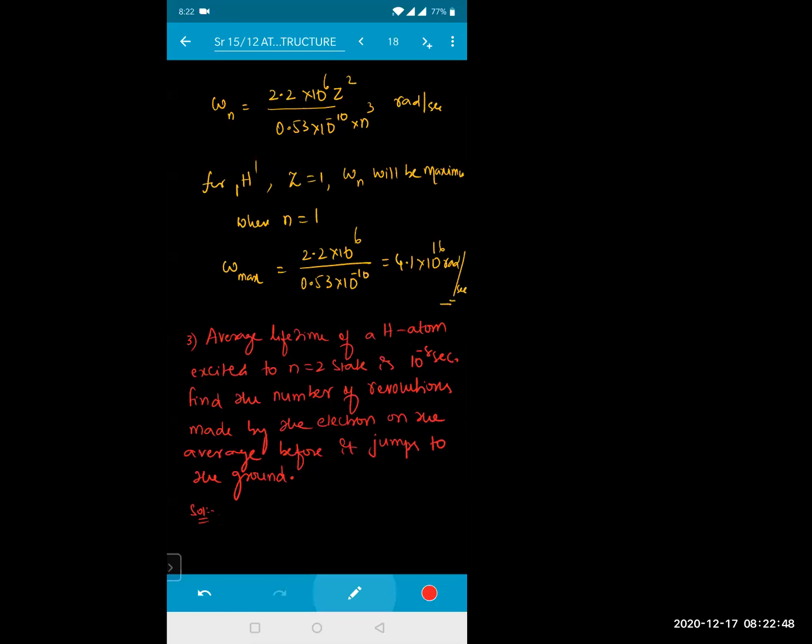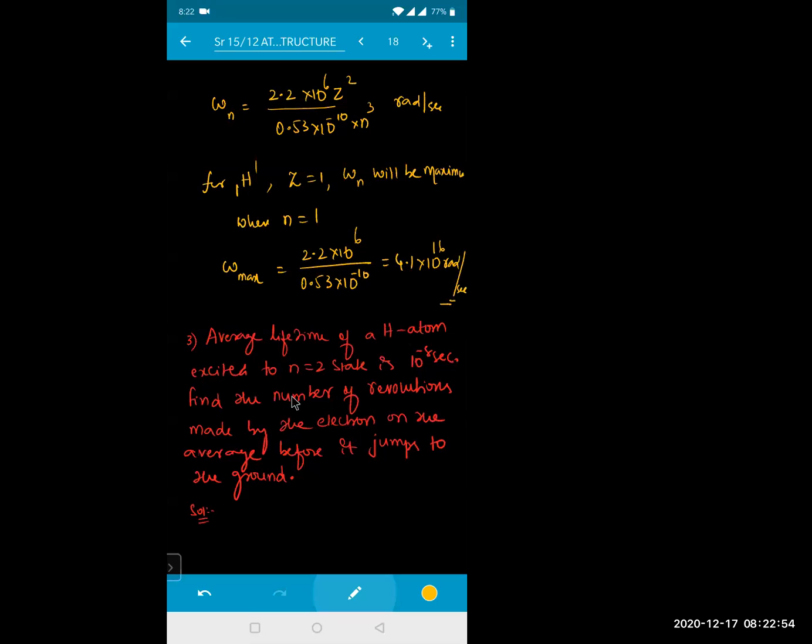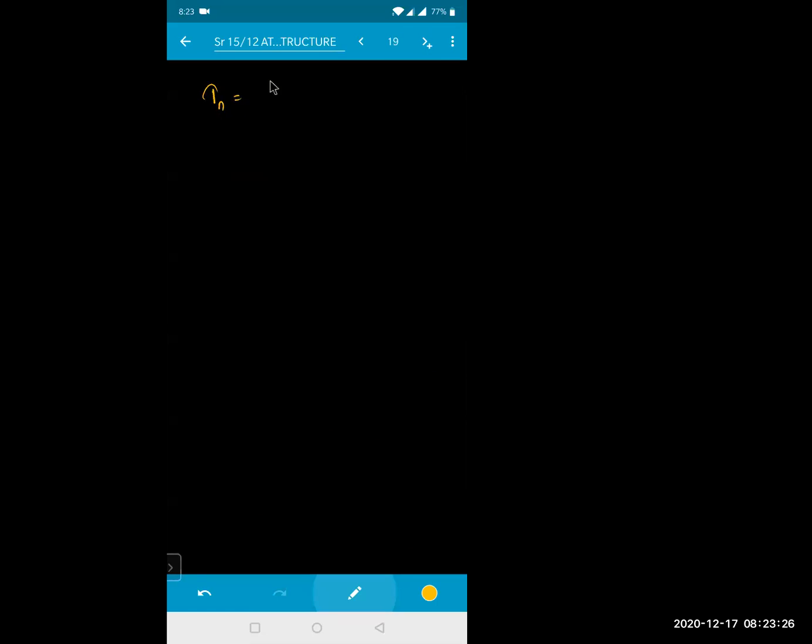Okay. So we need to calculate the average lifetime of a hydrogen atom excited to n equals 2 state, which is 10 to the power of minus 8 second. So time period of a revolution of the electron in n equals 2, Z equals 1. Time period of nth orbit is 2 pi times radius of nth orbit divided by velocity of nth orbit, or else you can write this as 2 pi by angular velocity of nth orbit. So time period of nth orbit is equal to 2 pi divided by omega n.